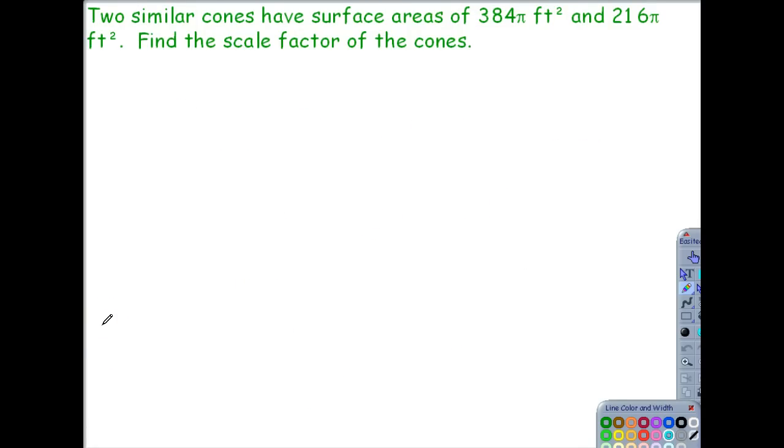And I want you guys to try this one on your own. Okay, so hit pause and then check it with us.